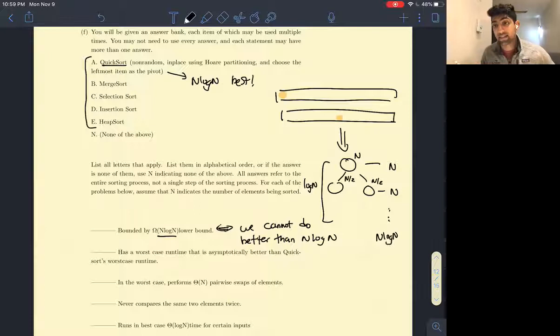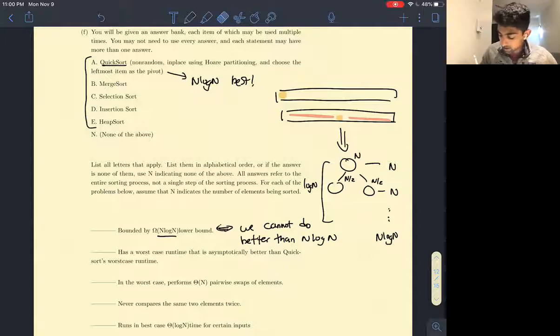So in the best case situation in Quicksort, when we constantly choose the pivot as the median, and it partitions the array beautifully, we still see that in its best case behavior, we don't do better than n log n.